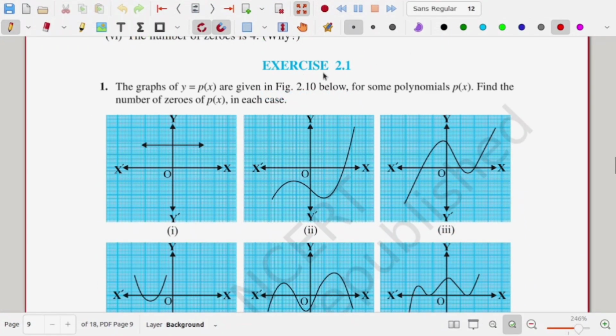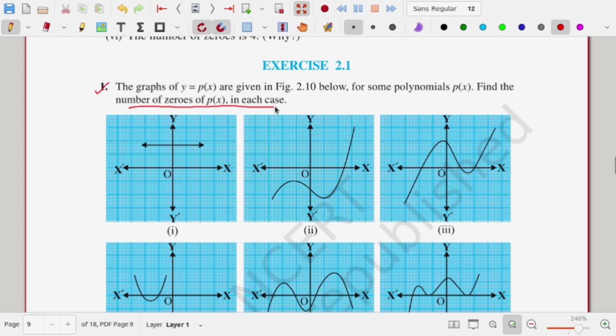This is the first exercise of the chapter Polynomials of the class 10 math book. Let's read the question. The graphs of y equals p(x) are given in the figure below. In this figure, graphs are given for some polynomial p(x). Find the number of zeros of p(x) in each case.